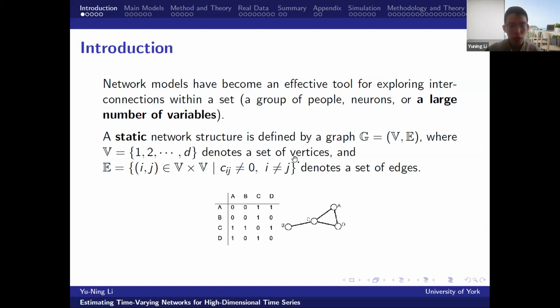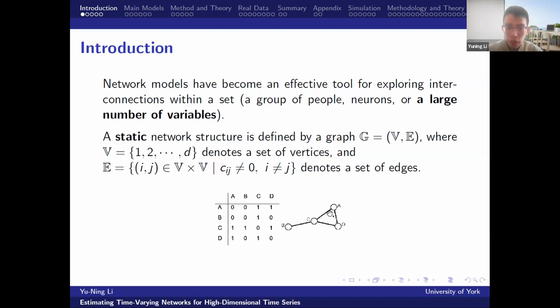So what is a network? A network is a mathematical definition that actually has two components. V is a set of vertices. In our paper, it represents a set of variables, and E is a set of edges that represents the linkages between these variables.